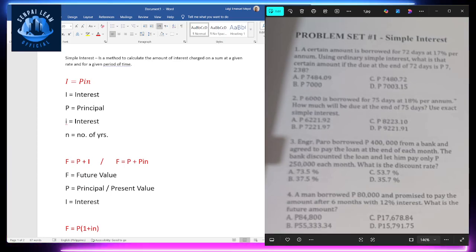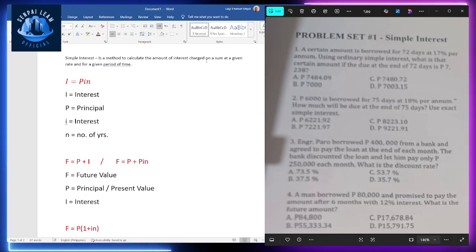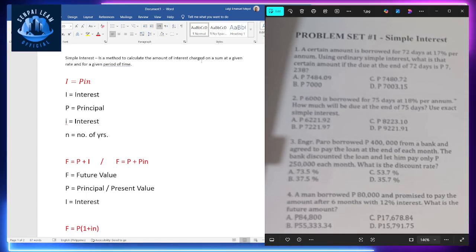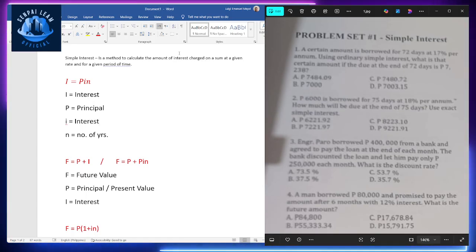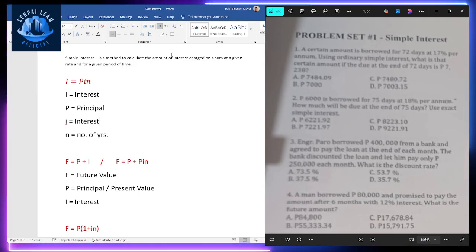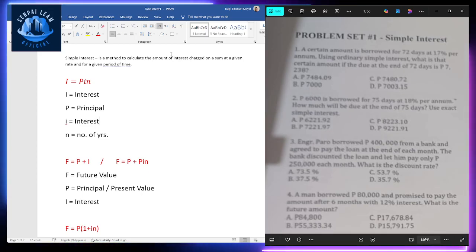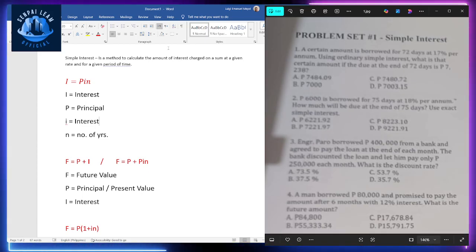Simple interest is a method to calculate the amount of interest charged on a sum at a given rate and for a given period of time. There are formulas that will be used on this problem. Before we dig deep into the problem, we will need to discuss those formulas.